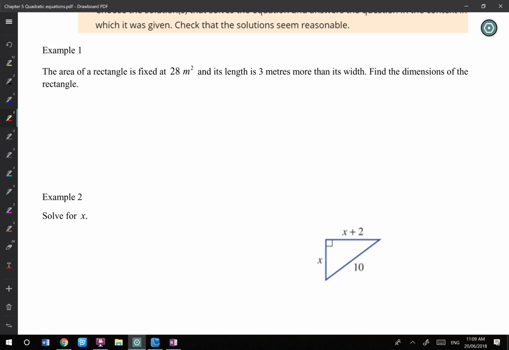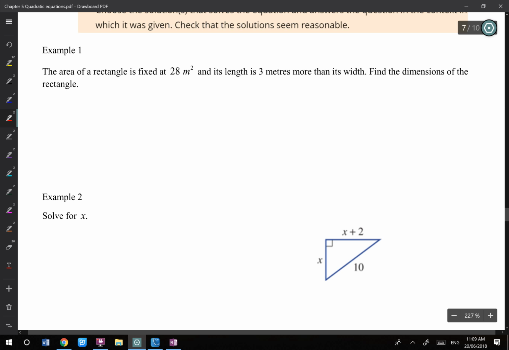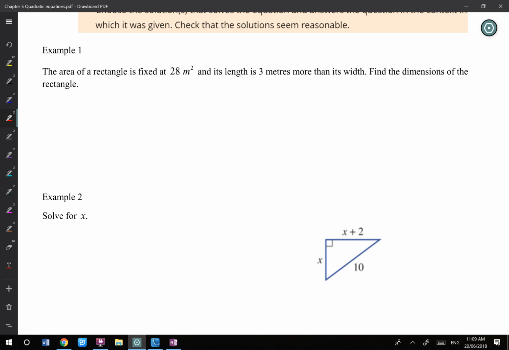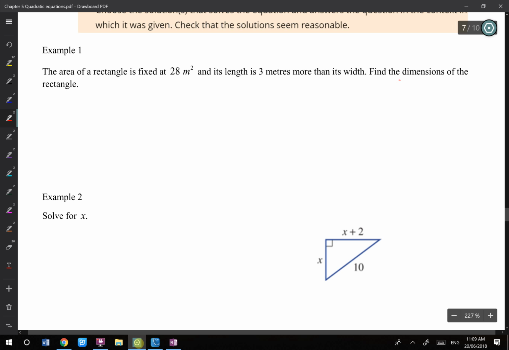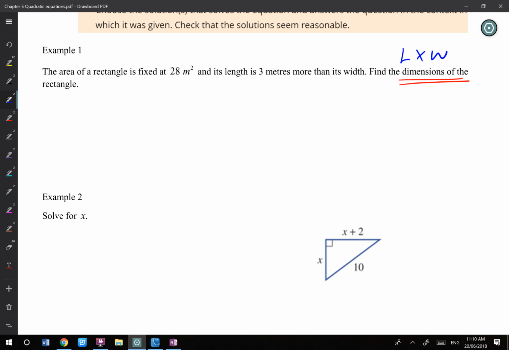So, for example, the first one: if the area of a rectangle is fixed at 28 meters squared and its length is 3 meters more than its width, determine the dimension of the rectangle. When I say dimension of the rectangle, it asks you what's the length and width. You need to answer the length and also the width. And if it's a 3-dimension shape, you need to answer the height as well. If there are other measurement values, you need to answer that as well.